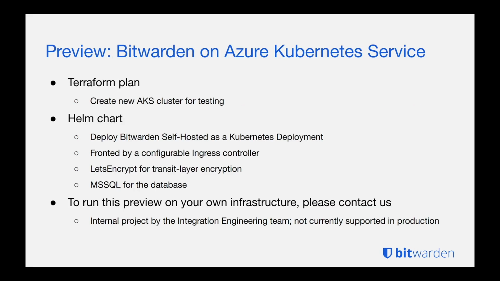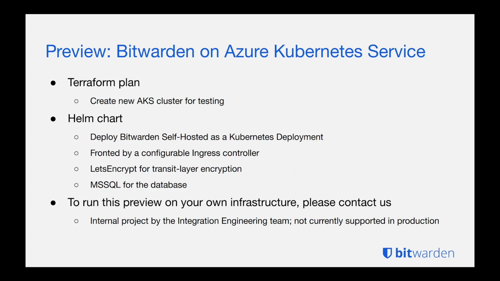Now, for today's topic, we are going to be previewing Bitwarden on Azure Kubernetes Service. So the integration team, especially Keith, who's here with us today, has worked together to put a Terraform plan and Helm chart together. With the Terraform plan, we'll be creating a new cluster in AKS and then deploying Bitwarden self-hosted as a Kubernetes deployment with the Helm chart. That Helm chart does support a configurable ingress controller. We'll be using the Nginx controller today. And then it uses Let's Encrypt for transit layer encryption and MSSQL for the database.